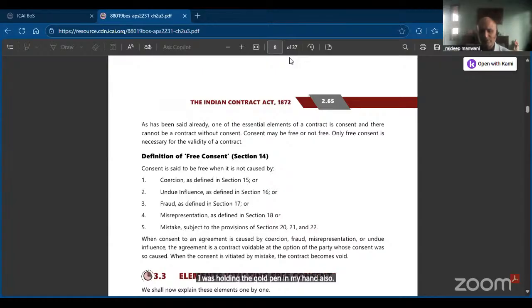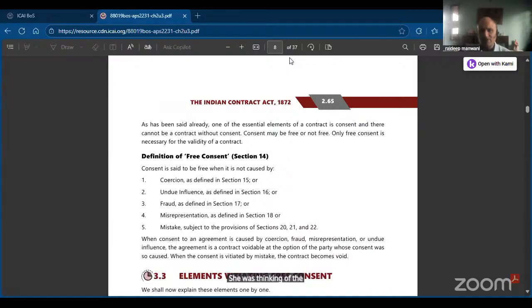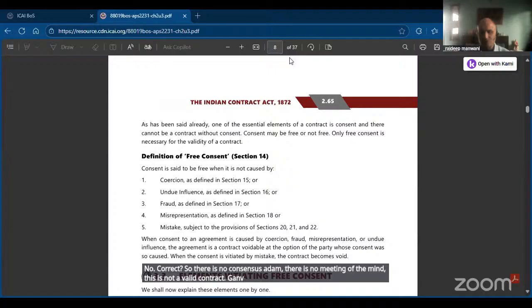Now, they both did not agree on the same thing. What was the thing? She was thinking of the gold pen. She was thinking of the silver pen. So, were they agreeing on the same thing? No. Correct. So there is no consensus ad idem. There is no meeting of the mind. This is not a valid contract. Ganvi, even if she goes to court, she'll lose the case because the court will say there was a mistake.